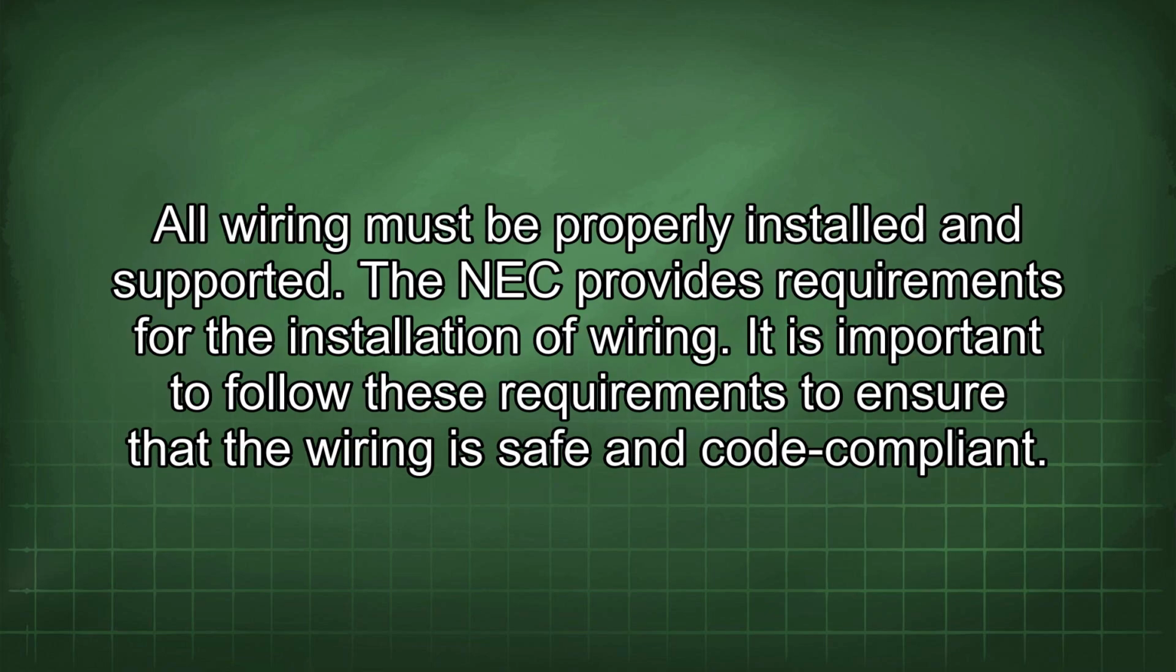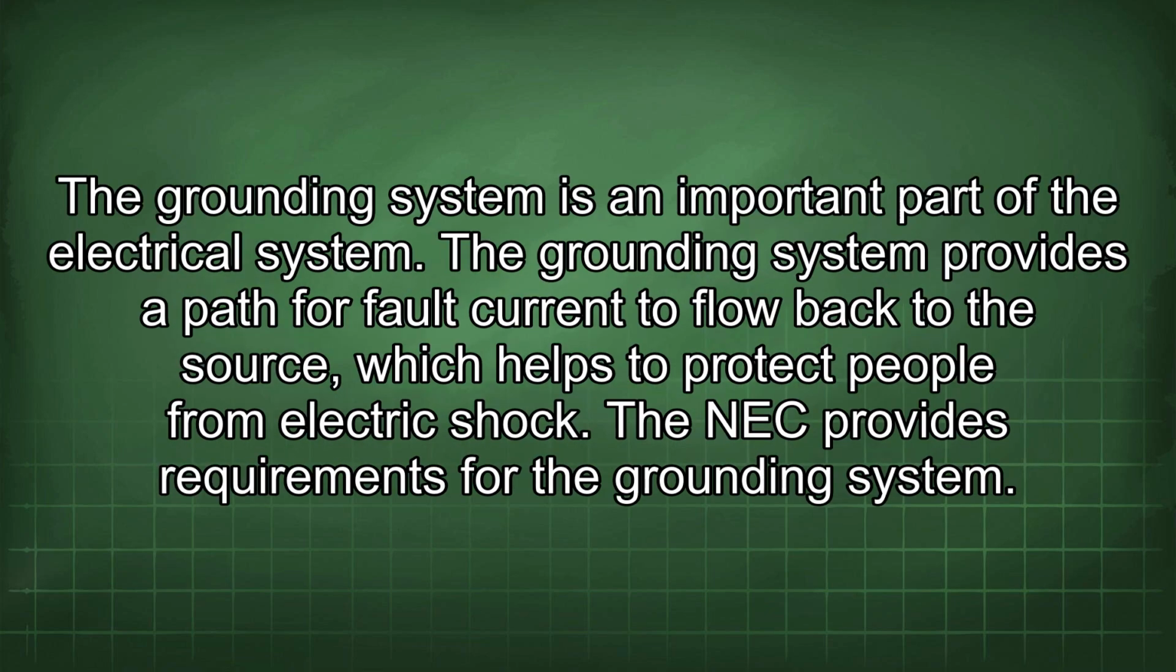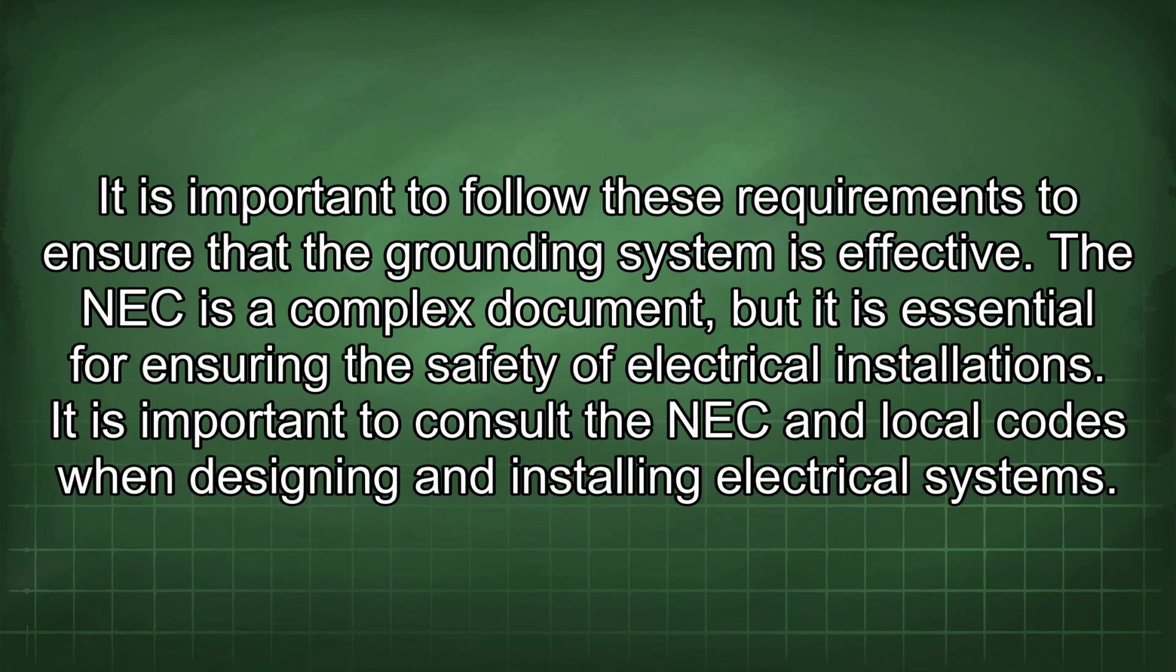All wiring must be properly installed and supported. The NEC provides requirements for the installation of wiring. It is important to follow these requirements to ensure that the wiring is safe and code compliant. The grounding system is an important part of the electrical system. The grounding system provides a path for fault current to flow back to the source, which helps to protect people from electric shock. The NEC provides requirements for the grounding system. It is important to follow these requirements to ensure that the grounding system is effective.